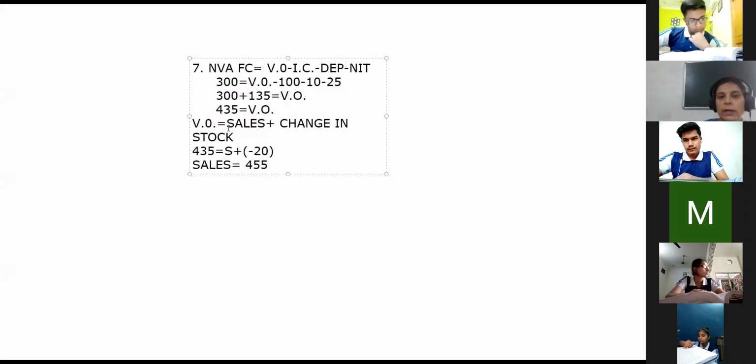Now value of output, again we need to calculate sales from value of output. Value of output is equal to sales plus change in stock. Sales we need to calculate, value of output is 435 and change in stock is minus 20. Solving this, we will get sales is equal to 455.